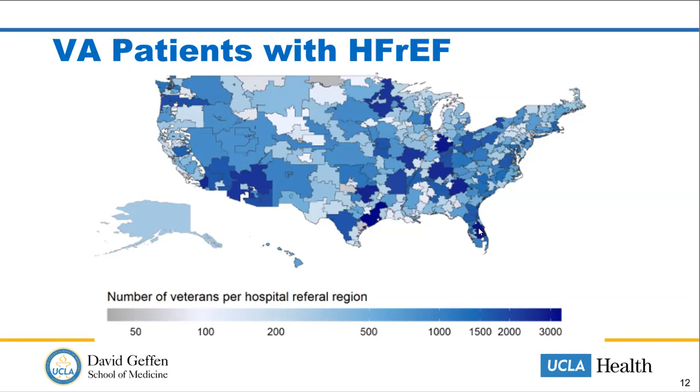In the total cohort of patients within the VA, there are about 560,000 veterans with a documented heart failure code. So very prevalent. For this project, we wanted to isolate who's engaged in VA care and who has recently had an echo that shows that they have a reduced ejection fraction.